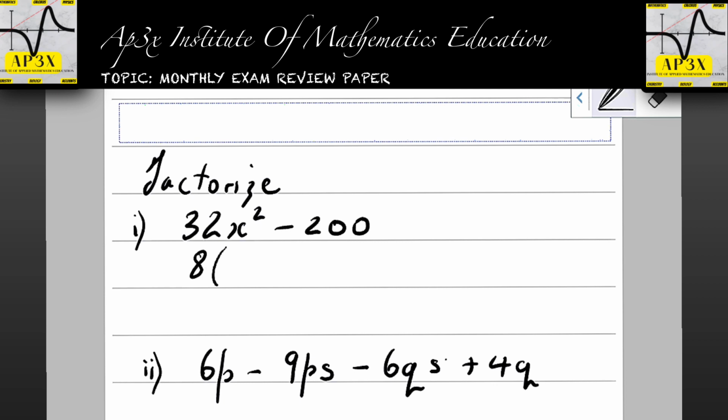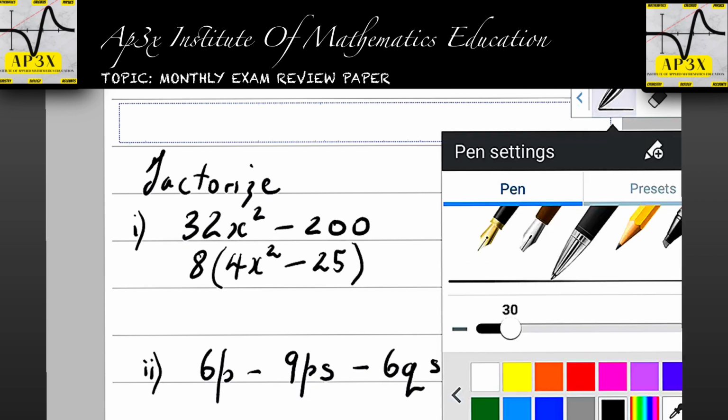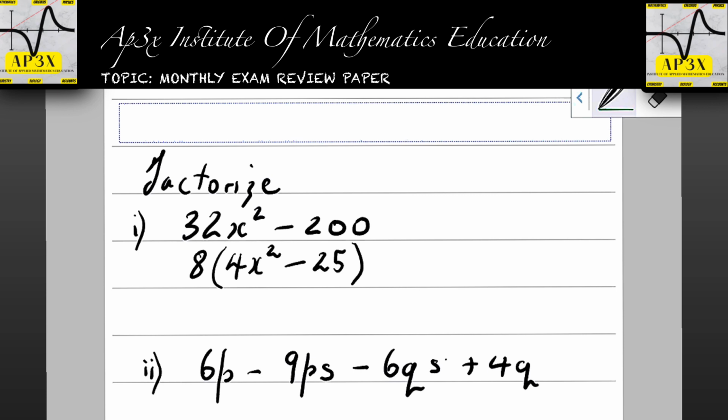And so what is going to be left is 8 into 32 goes 4 along with the x squared. So 8 into 32x squared goes 4x squared. And 8 into 200 so happens to go 25 times. Now you have to be able to recognize, guys, whenever the factorization is complete or not. If you look carefully at this question, you'll see that this expression inside here is what is known as a difference of two squares.